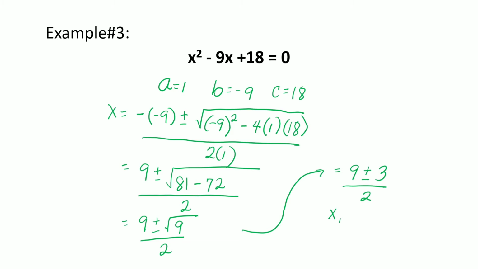So we have here values of x: 9 plus 3, which is 12 over 2, 6. And the second value of x is 9 minus 3, that is 6, and then over 2, 6 over 2 is 3. So our solution set for this quadratic equation is 6 and 3. Now it doesn't matter what you put first. You can write 3, 6. It's okay.